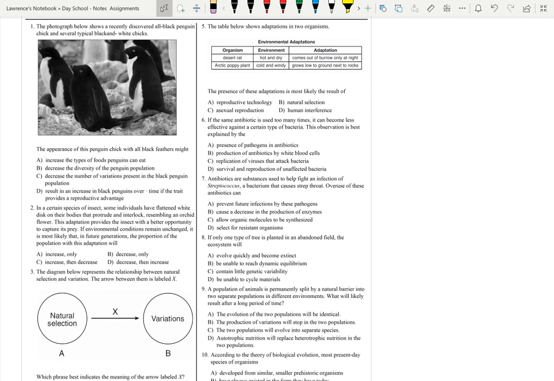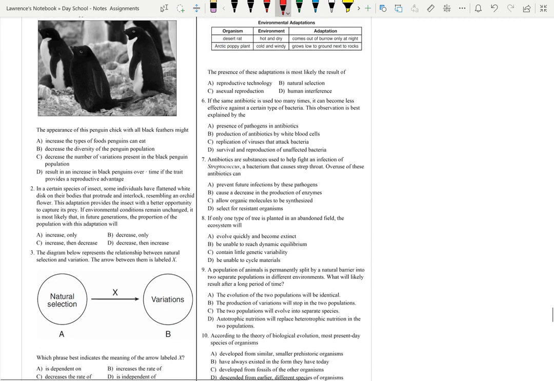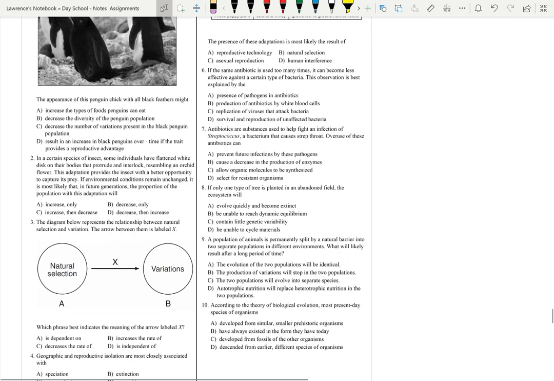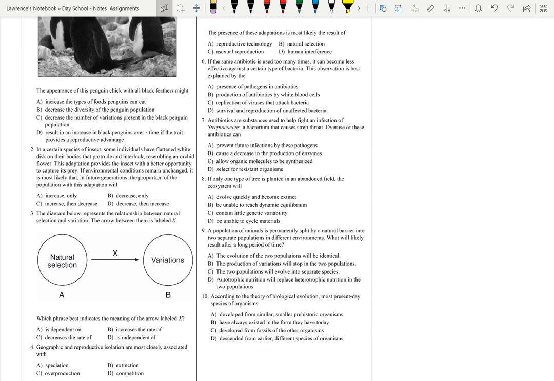First photograph shows a recently discovered all-black penguin, a little chick, a baby, and several typical black and white chicks. The appearance of this penguin chick with all black feathers might A, increase the types of food. No. B, decrease the diversity. That sounds good. C, decrease the number of variations. Increases the variation. What are you talking about? And D, result in an increase in black penguins over time if the trait provides a reproductive advantage. Wow, that is the best answer.